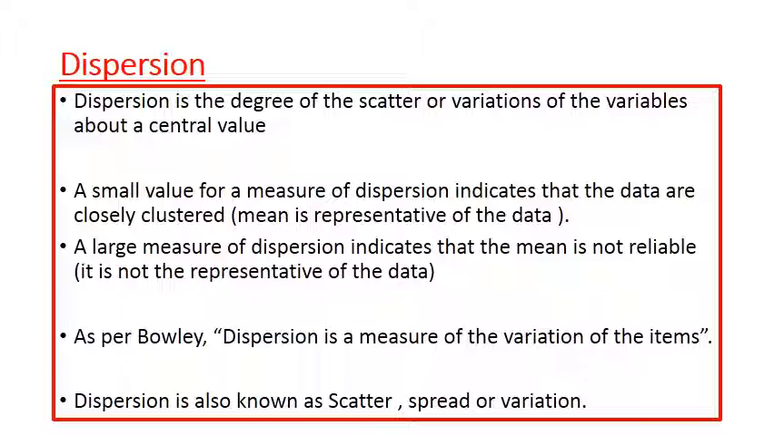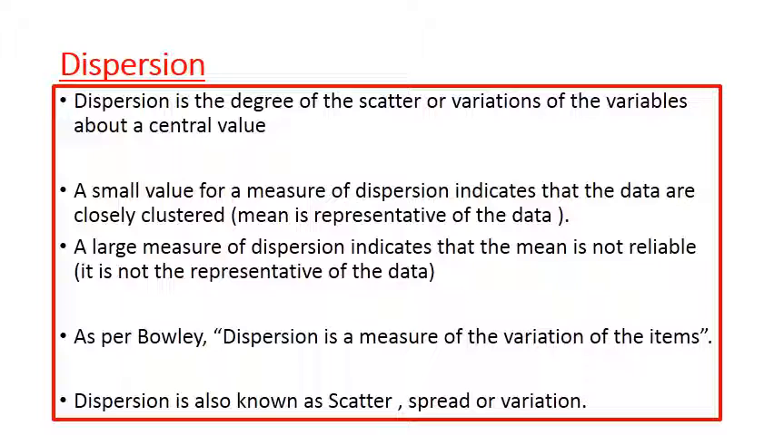When we talk about dispersion, a lower value of the measure of dispersion indicates that data are closely clustered around the mean. When there is less dispersion, the mean is representative of the data, because we measure the dispersion from the central value, from the mean. And second, a large measure of dispersion indicates that the mean is not reliable, that is, your central value does not represent the whole data.